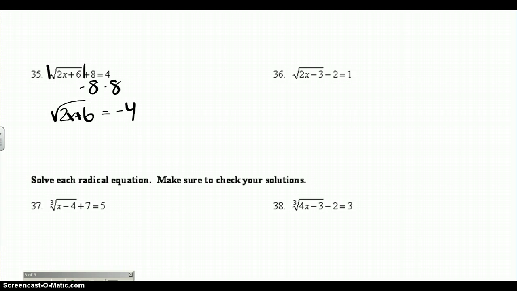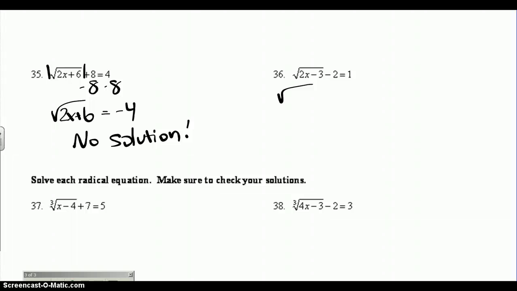Now what you'll see is that if you were to solve this by taking the square of both sides and then solving for x, if you were to check your answer, it would come out to be a false statement. The reason being is because we can't take the square root of any number and get a negative number. So in fact, there is no solution. No solution for number 35. Okay. Now if you were to solve through it and check your answer, you can see that it would not work.